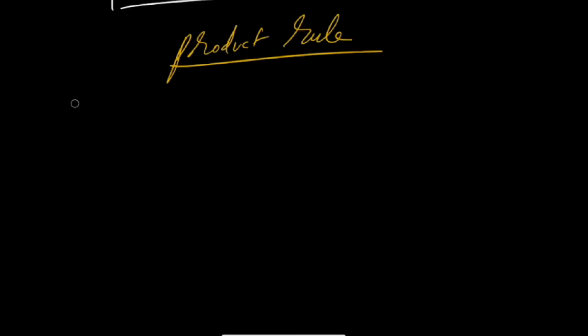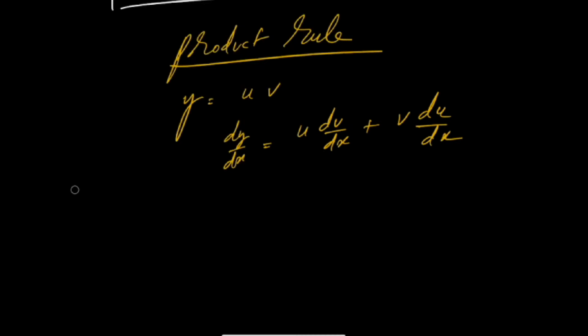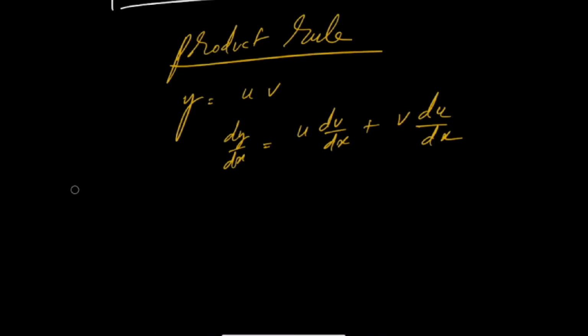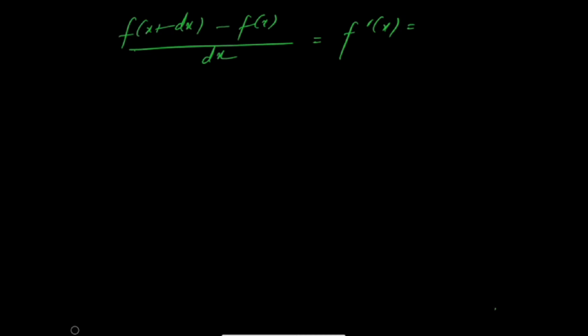Product rule is, if y is equal to u into v, then dy by dx is equal to u into dv by dx plus v into du by dx. Correct? So the proof is this. Proof is simple. You know the fundamental: f of x plus dx minus f of x by dx is equal to f dash of x, or dy by dx if y is equal to f of x. Correct? So this is the fundamental rule.